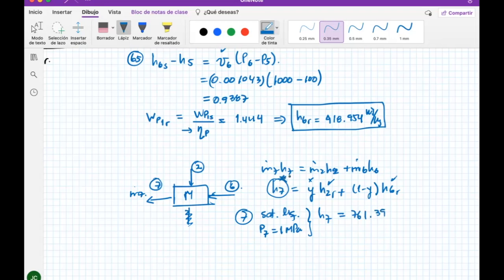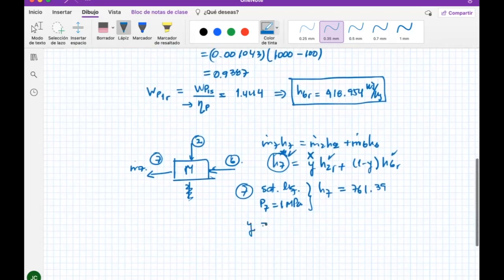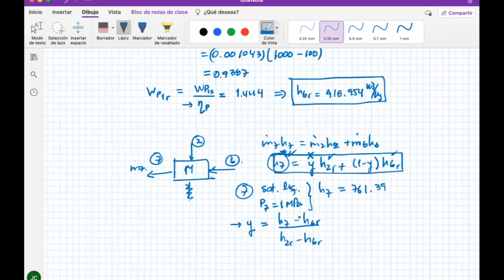So you already have this one. Now your only unknown is this Y. The Y is an unknown, and it will tell you how much steam you need to take out of the steam turbine in order to do the regeneration part. It's an important thing to understand there. So if you do that, you will get H7 minus H2R over H6R minus H2R. You can get it from here. It's just algebra going on here, and you will get this expression.